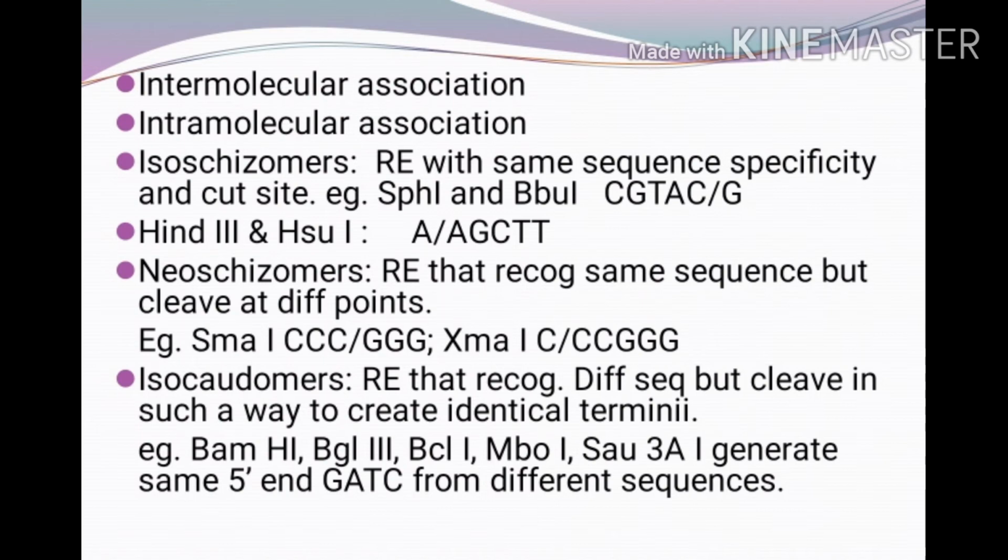Isoschizomers are restriction enzymes with the same sequence specificity and cut site. Neoschizomers are restriction enzymes that recognize the same sequence but cleave at different points. Isocaudomers are restriction enzymes that recognize different sequences but cleave in such a way to create identical termini.